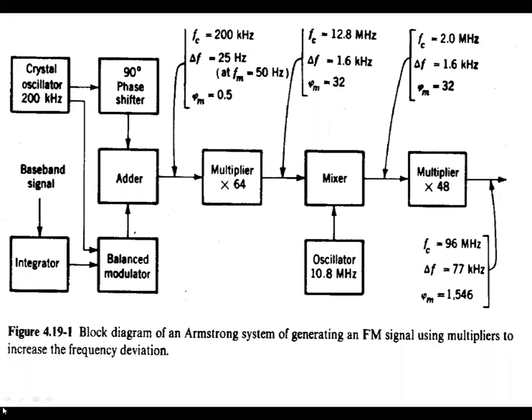narrowband FM signal. Now the balance modulator is equal to narrowband FM signal. That narrowband FM signal is given to an adder, and the adder's other input is from the crystal oscillator or carrier signal, given through a 90 degrees phase shift. Here the adder has two inputs.